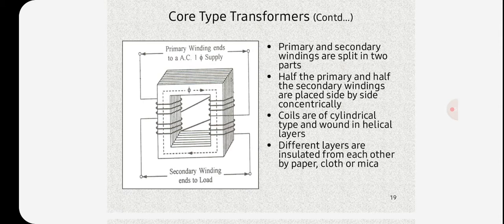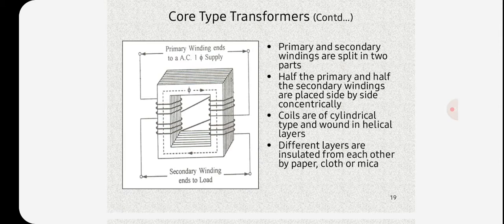First, low voltage LV winding is placed over the core and high voltage winding is wound over the LV winding in order to minimize the amount of insulation required. The two windings are insulated from each other and from the core by paper, cloth or cooling ducts. Core type construction is used for high voltage, high power transformers.